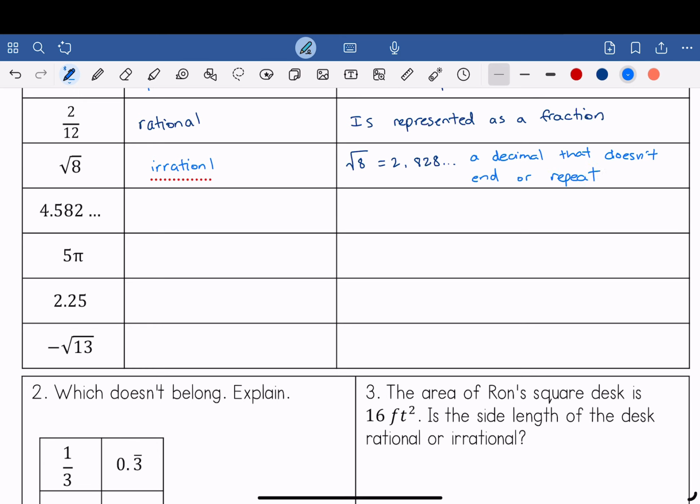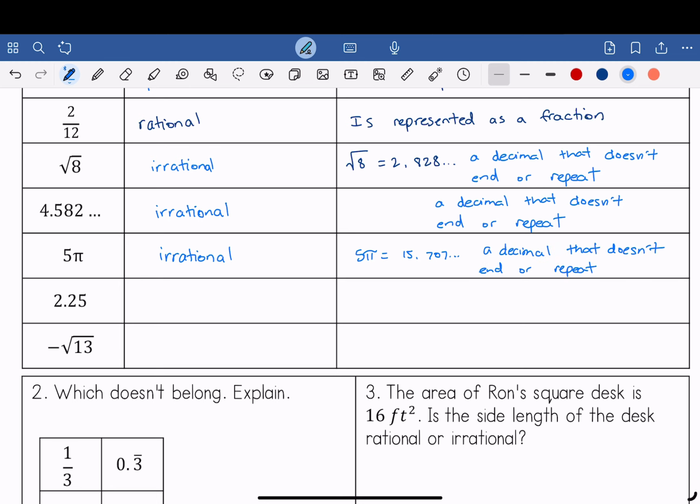Next number, 4.582... Again, it is irrational, for the same reason as above. So 5 pi. Pi is an irrational number, so 5 times a number that never ends or repeats will also give you an irrational number, a decimal that never ends or repeats. So 5 pi, if you put it in your calculator, will give you 15.707... And 2.25 terminates, therefore it is a rational number.